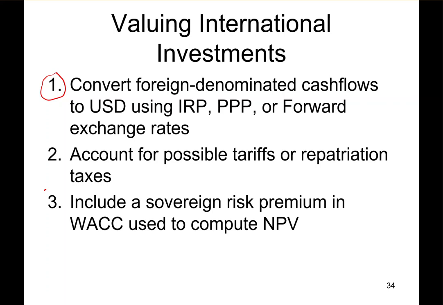You want to also account for any possible tariffs or repatriation taxes. Repatriation taxes would be when the currencies are sent from offshore back to the States, you get hit by an extra tax. And also you want to include in the discount rate something that accounts for the risk of doing business in that country. So we'll look at all three of these.